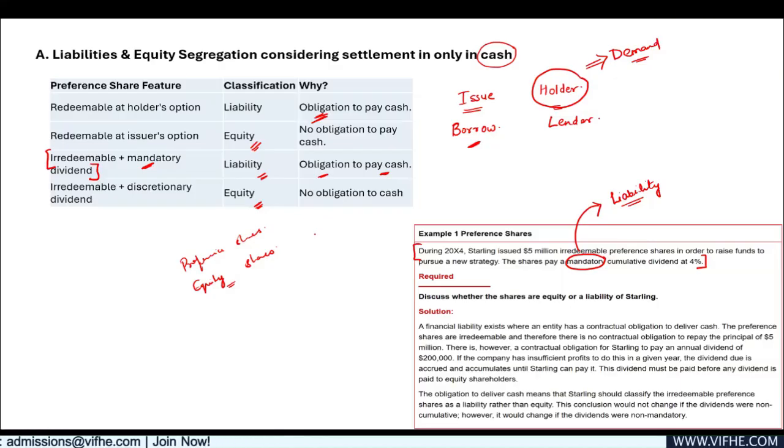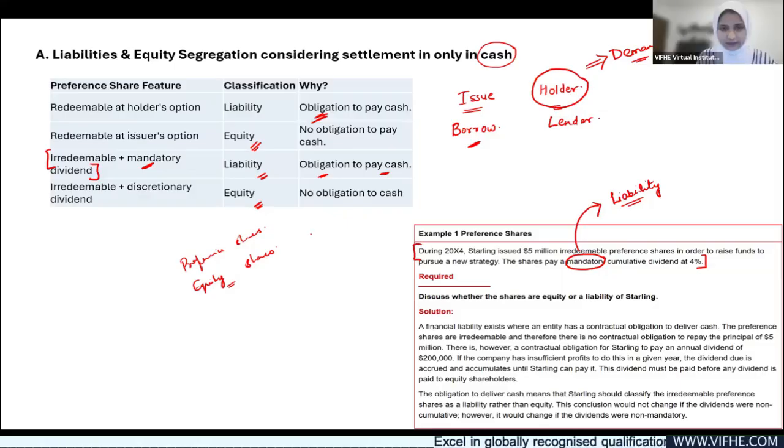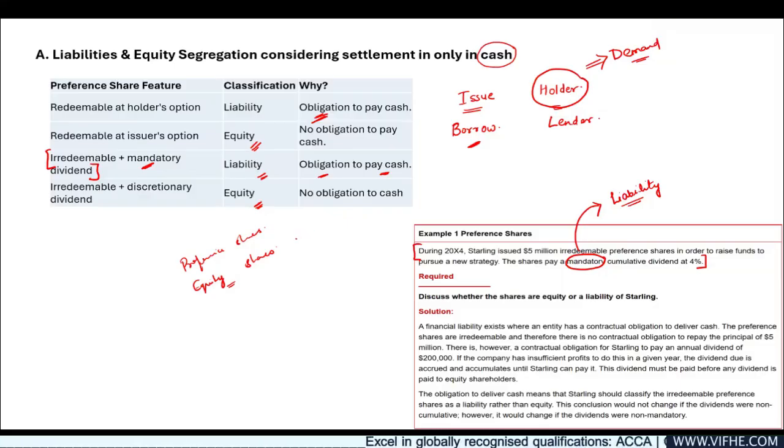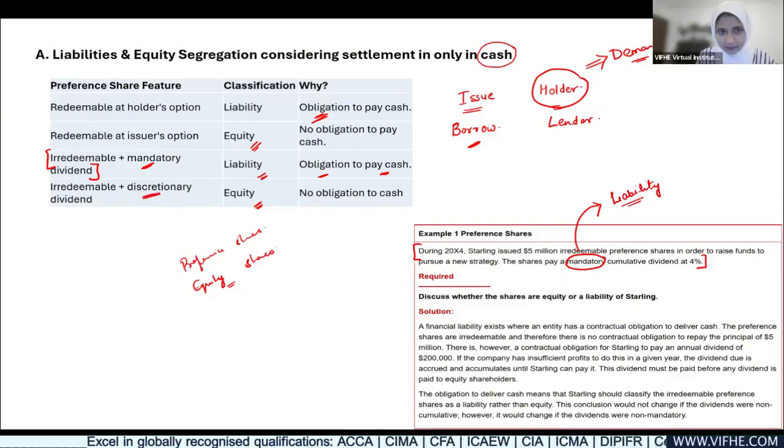Ma'am, I have one clarification. Since equity shareholders are not paid mandatory dividends and they're paid at the discretion of the company, they are treated as equity, and preference shareholders need mandatory dividends, so a liability arises. That's correct. And you can see over here that if it's discretionary, this is also equity.